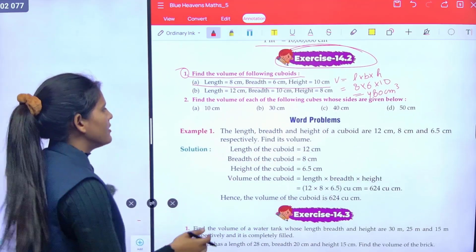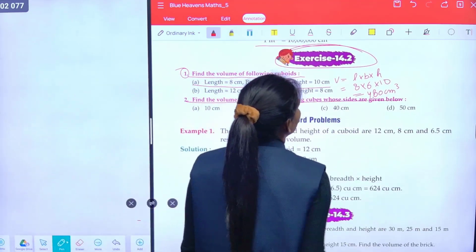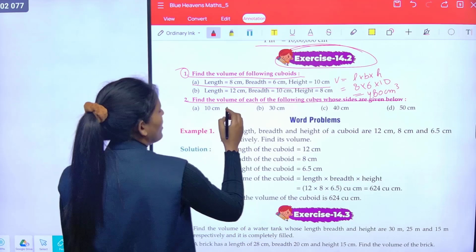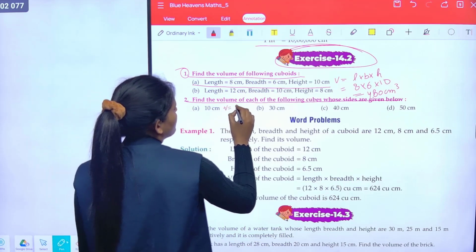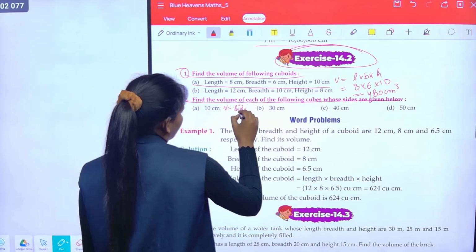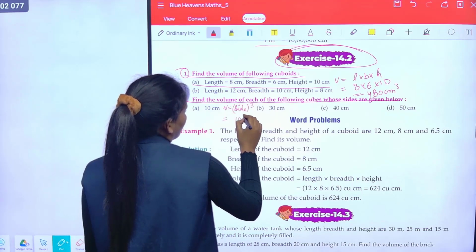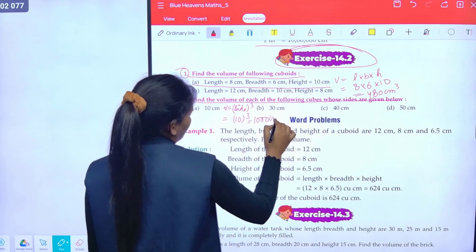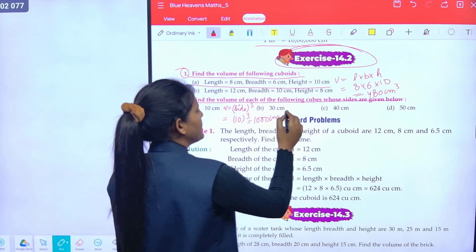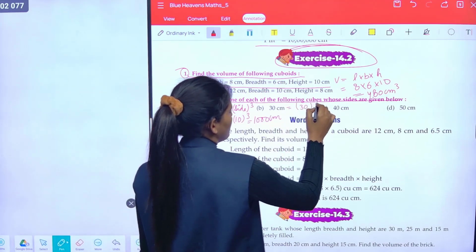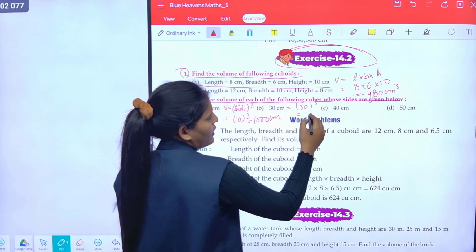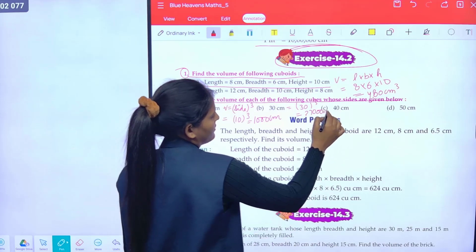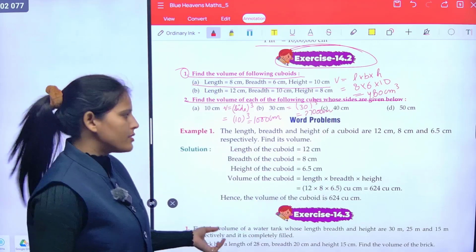Do it yourself, class. Now find the volume of each of the following cubes whose sides are given below. Now class, we have to find the volume. Now volume is equal to side cube, which is 10 cube is equal to 1000 centimeter cube. Understand class? Similarly 30 cube, so 3 threes are 9, 9 threes are 27,000 centimeter cube. Understand? Rest of the parts do yourself, class.